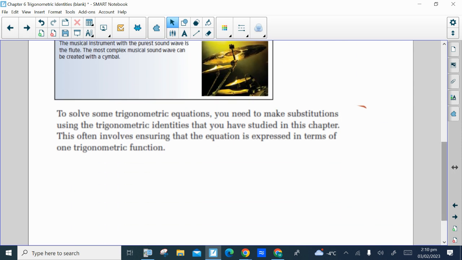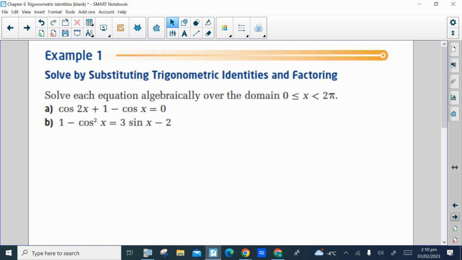So to solve some trig equations, we need to make substitutions using the trig identities that we have studied in this chapter. This often involves ensuring that the equation is expressed in terms of one trig function. So you either want to have all cosine or all sine, and we'll see examples of when that needs to be done and how we do it.